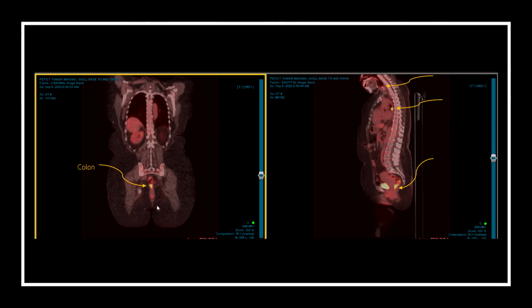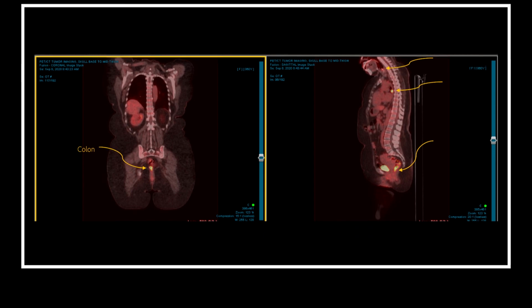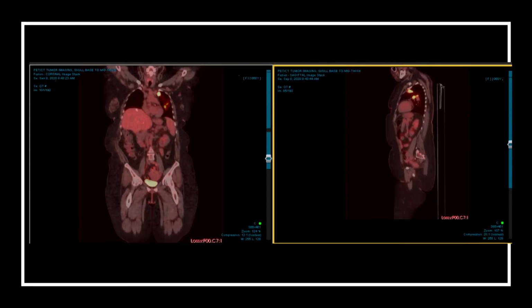And you can tell right here that she does have some abnormal colon uptake. And she does have history of colon cancer, if you remember from the first part of this presentation. Here's more images.